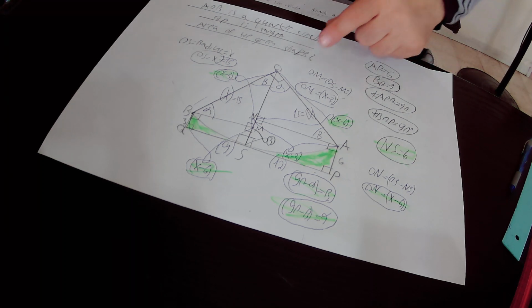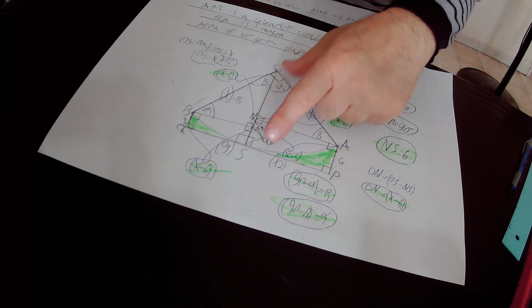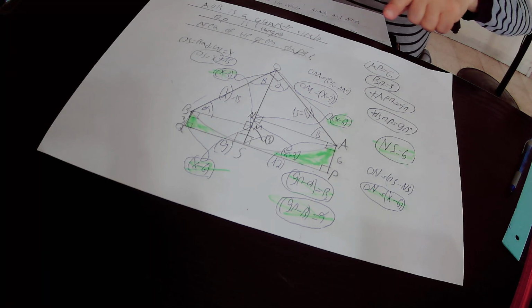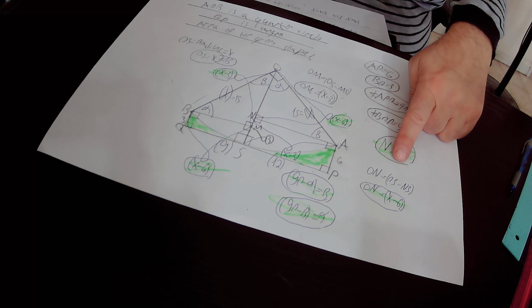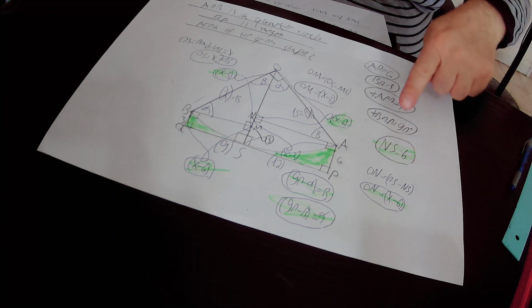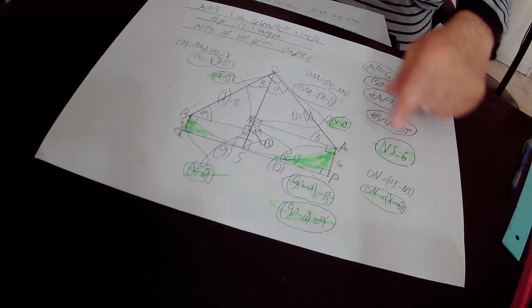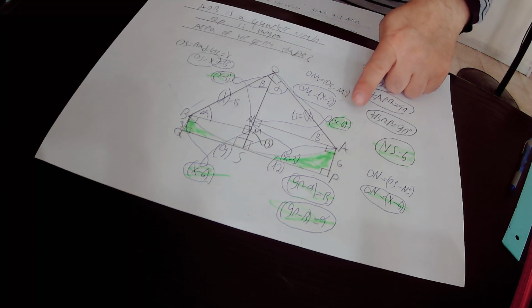Then we find the length of this line segment ON. From the drawing it is very easy to see that ON equals OS minus NS. So ON equals OS, that is X, the radius of the quarter circle, minus NS. NS is 6. So the length of this line segment ON is X minus 6.